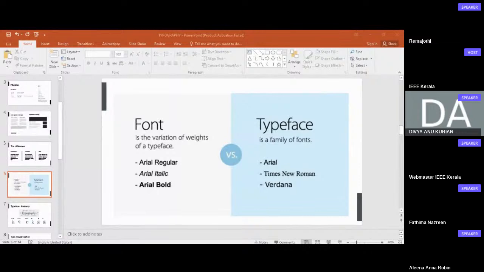Over here, I've mentioned the difference between a font and a typeface. A font is a variation of weights of a typeface. If you take a particular family, Arial, Calibri, Verdana, or any sort of family of fonts, it's going to have variations of styles and weights in it. So if I take the typeface Arial, the fonts are going to be Arial regular, italic, bold, semi-bold, and all that. So there's a difference between typeface and a font. This is the very basic concept that you need to know in typography.